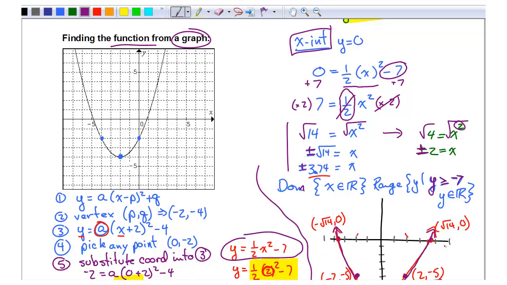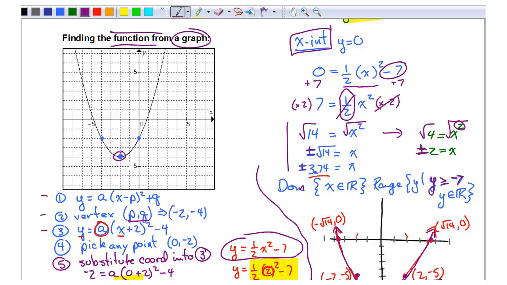Okay, so now I'm going to take you through 6 steps that we can use to determine the function from a graph. First step is I want you to get used to writing this vertex form. So y equals a(x minus p) squared plus q. The second thing that we do is we identify what the vertex is. And remember, and I write this down, vertex is in the form (p, q). My vertex is (-2, -4).